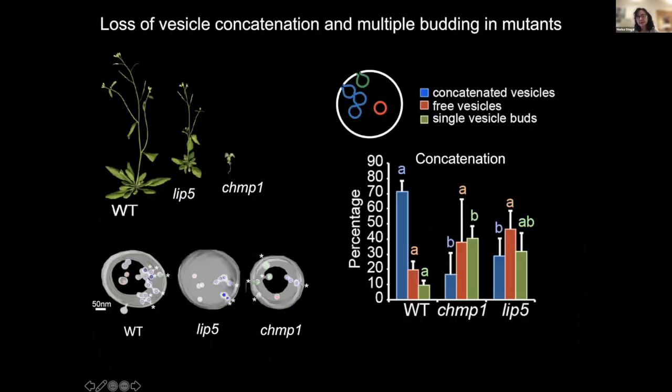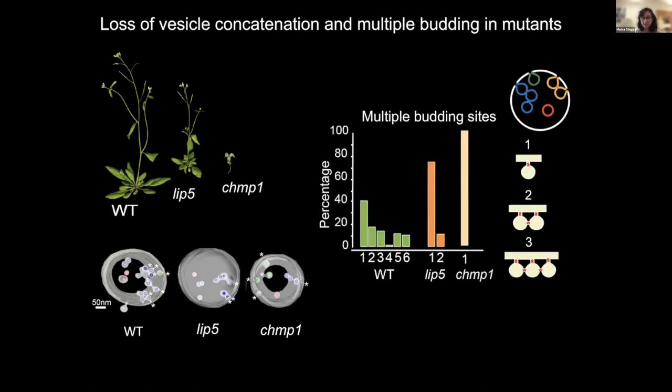And so we can quantify these features in our tomograms. And what we are seeing, for example, is that there is a reduction in the proportion of vesicles that are concatenated. So this diagram is showing us in blue concatenated vesicles, free vesicles in red, and single buds in green. So you can see that around 80% of the vesicles in wild type are concatenated, but those numbers are drastically changed in the 2 escort mutants, with a predominance of free vesicles. So concatenation is lost, and that correlates with the lack of capacity to retain cargo inside those vesicles.